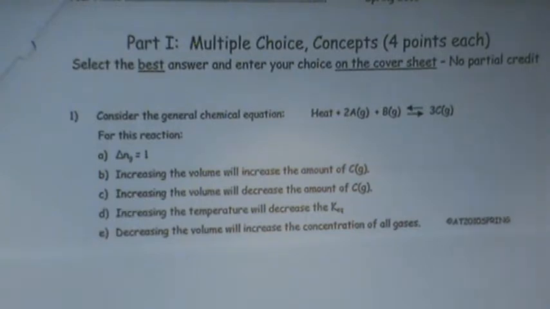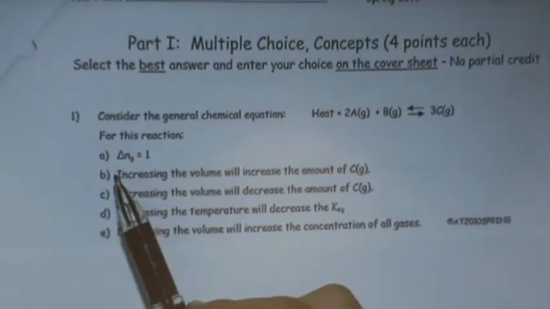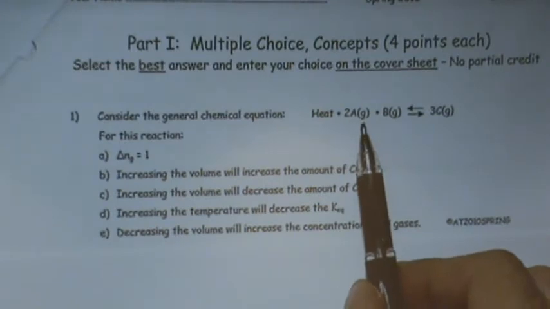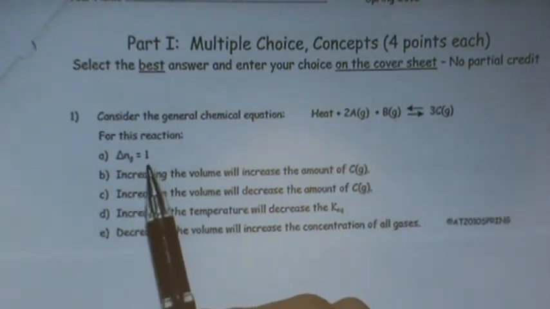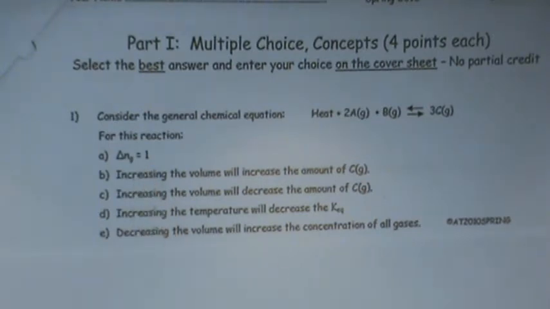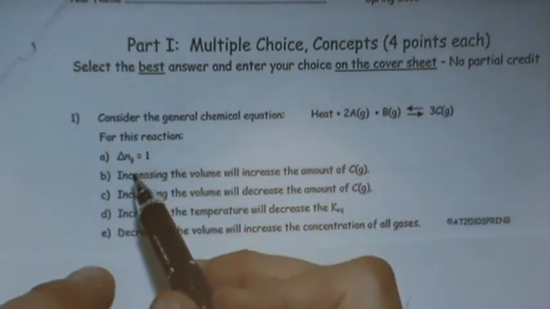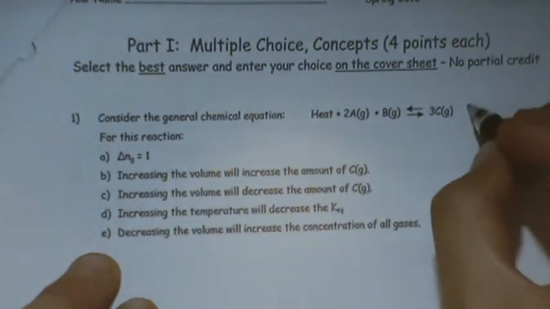All right, let's see. So we have a chemical equation. They're all gases. That's very important to look at, especially when you say delta n g. Delta n g, make sure that you know the physical state of all the components, right? So we try to find out the correct answer. Okay, delta n g is equal to 1. Is that true? No. Delta n g is equal to how much?